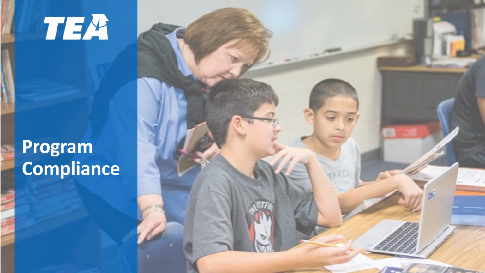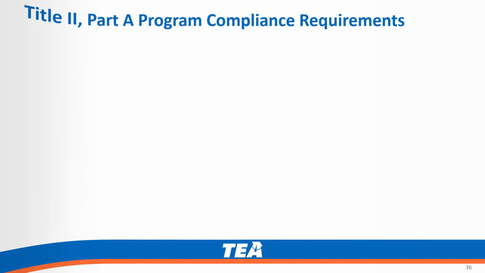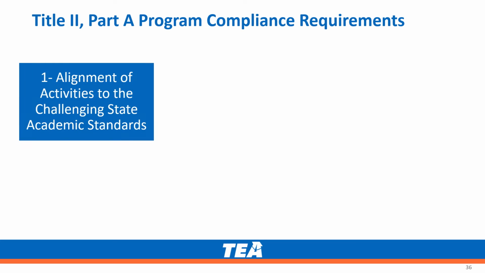Now let's shift our focus to program compliance. Title II Part A has 6 compliance requirements. First, we have alignment of activities to the challenging state academic standards. This means that all Title II Part A program activities must be aligned to the state academic standards.